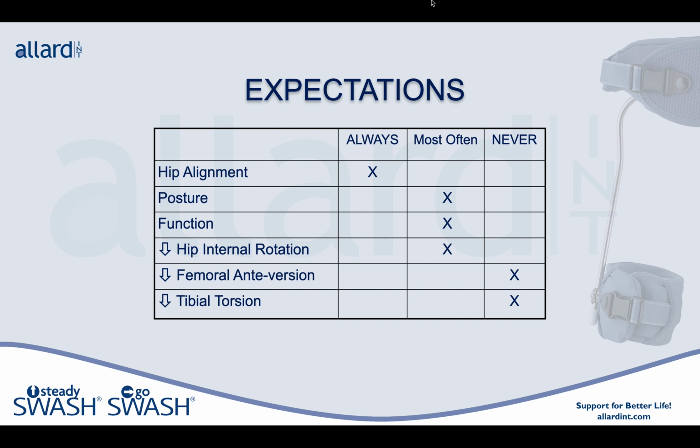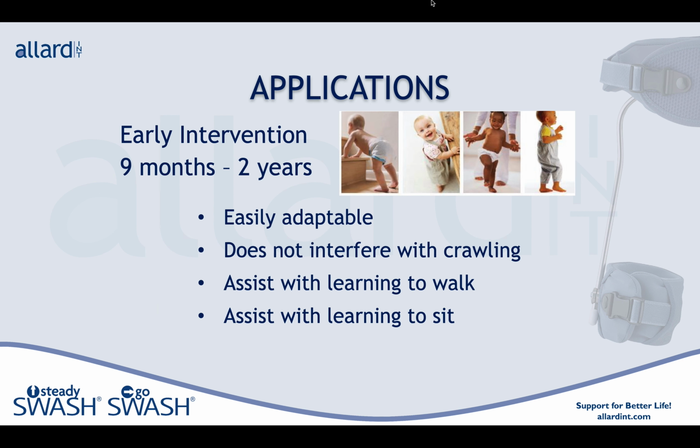We most often have improvement in posture, function, and decreasing of the hip internal rotation, but there really is no impact on femoral antiversion or tibial torsion. So when do we start using the SWASH orthosis? Of course, early intervention is ideal.